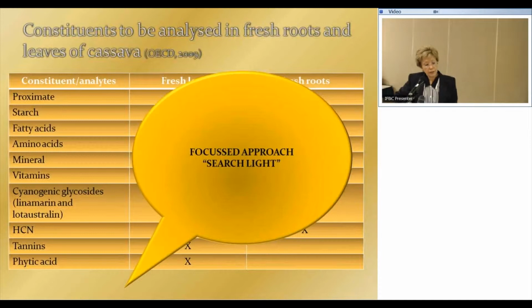So this is a focused approach, a search-like approach. I think Karl Popper, a German philosopher, developed this approach, a search-light and a bucket approach. This is very search-light because we're doing a risk assessment. We want to focus on where the real risks are.